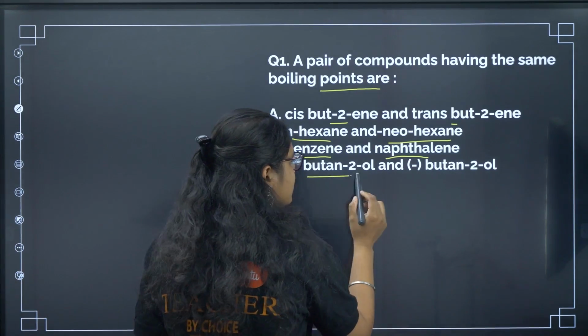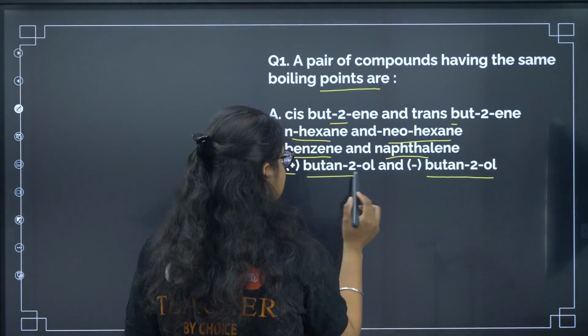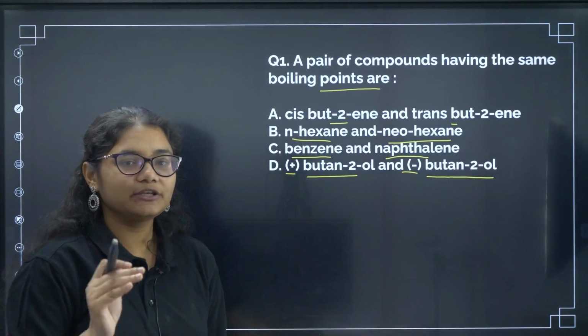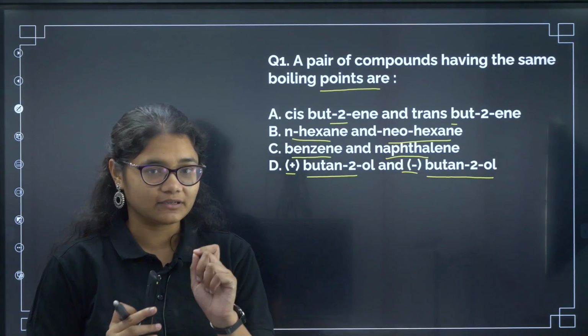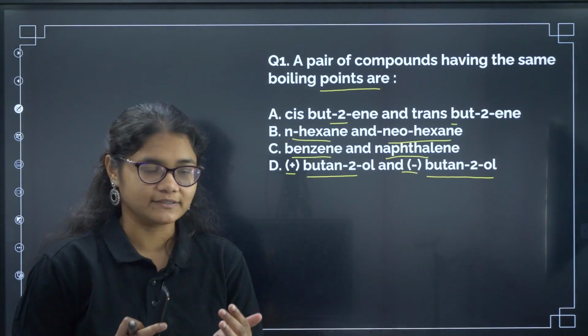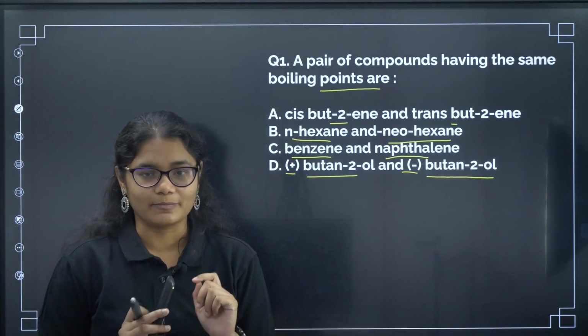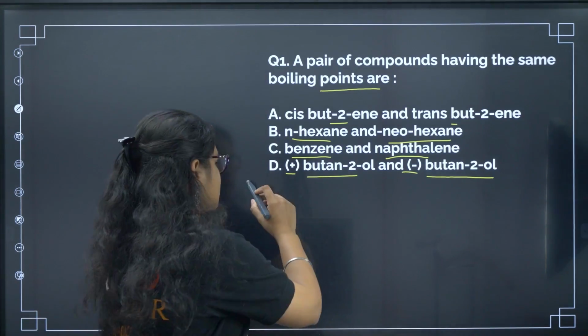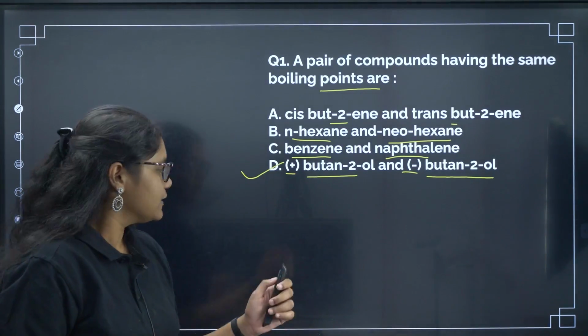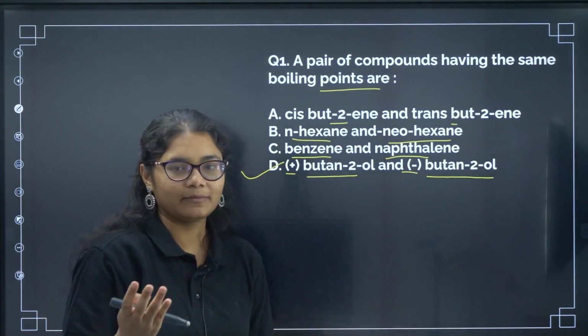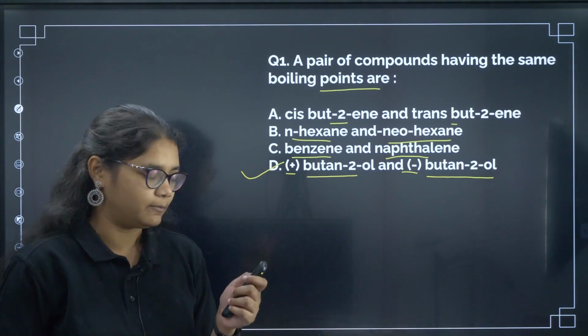But here we have butan-2-ol and butan-2-ol plus and minus, right? So as you know, stereoisomers do not have different physical properties, they have different chemical properties. And boiling point is a physical property, so the correct answer for this question will be option number D. Okay, the compound is same, right? Whether it is plus or minus doesn't matter here for the boiling point.